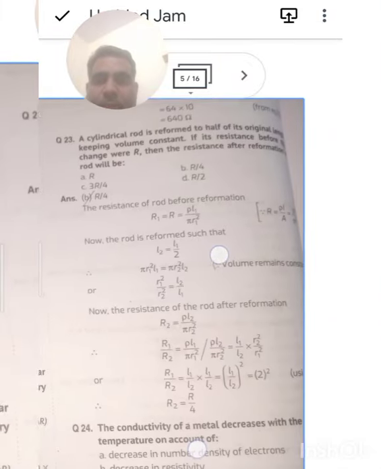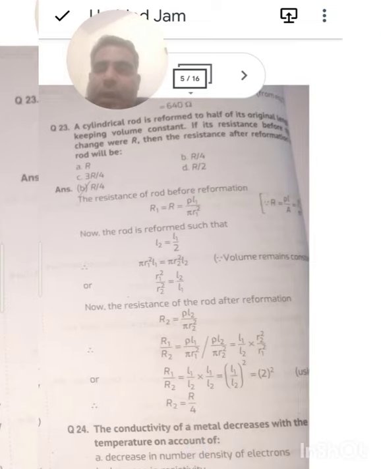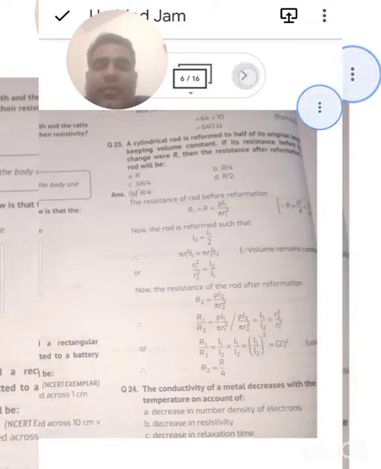Now we know that R1 is equal to rho L1 upon pi R1 square, and the value of L2 is L1 by 2, and pi R1 square L1 is equal to pi R2 square L2. Divide both the values and you get L2 upon L1. Similarly, R2 is rho L2 upon pi R2 square. When you divide R1 and R2, you get R2 square upon R1 square, which is L1 upon L2 whole square, which is equal to 2 square. So R2 is equivalent to R by 4. After this, we have the next question.